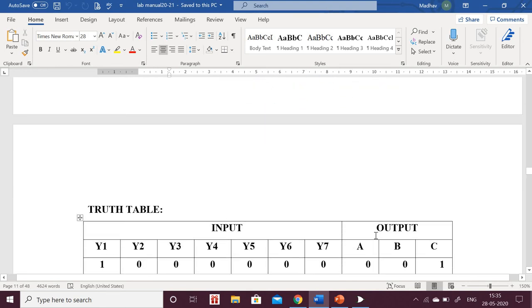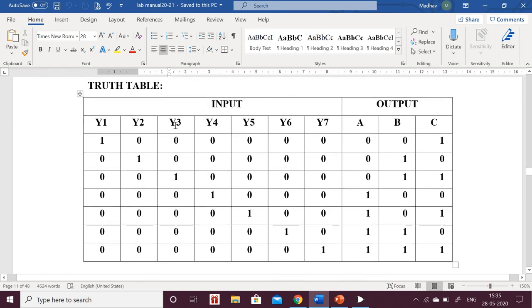So look at the table, then you will get a clear idea regarding what to do. These are the inputs for the encoder. Total 7 inputs are there, different combinations you can see, and 3 outputs. Here for A, wherever A is 1, the corresponding inputs are y4, y5, y6, y7. Similarly for B, it is y2, y3, y6, y7. Similarly for the C output, the corresponding inputs are y1, y3, y5, y7.